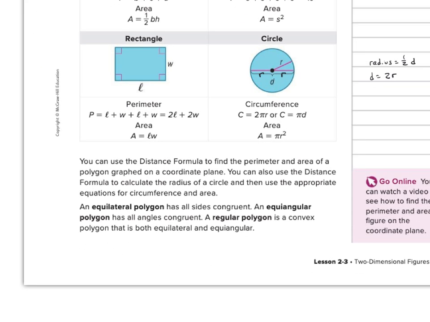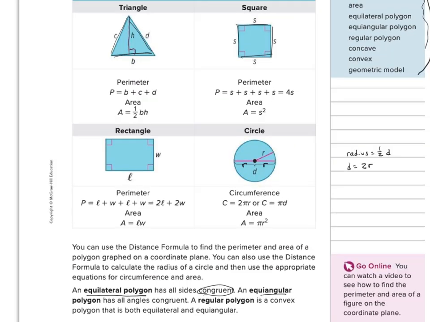Equilateral triangle. Equilateral triangle just means all my sides are going to be the same. They're going to be congruent. Equiangular simply means that all the angles will be congruent. For example, a rectangle, a square are equiangular because of all the measurements, the angle measurements are 90 degrees. So just keep that in mind.